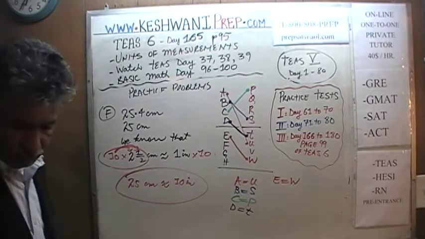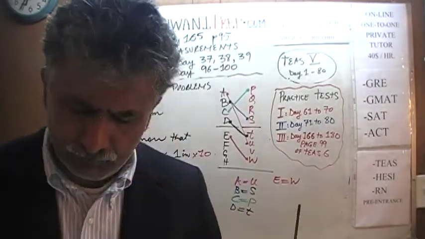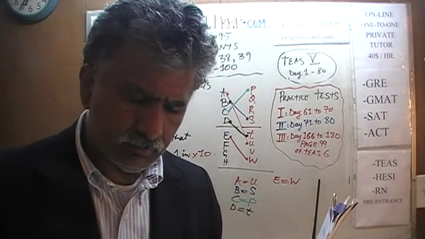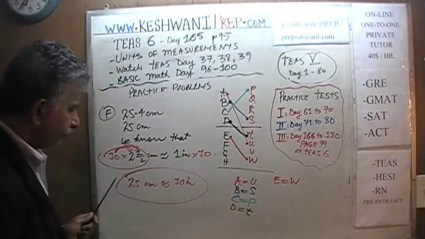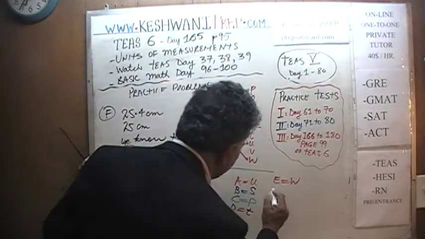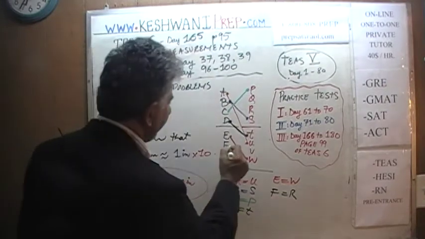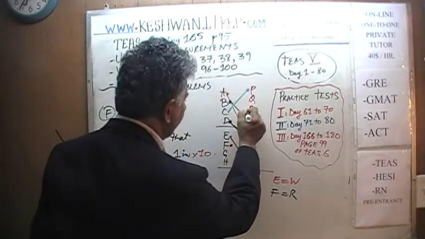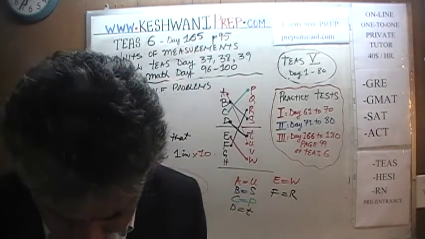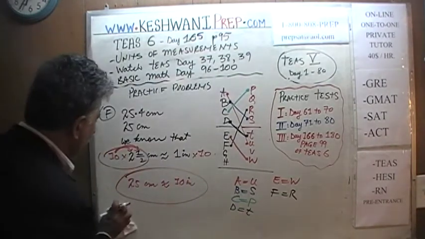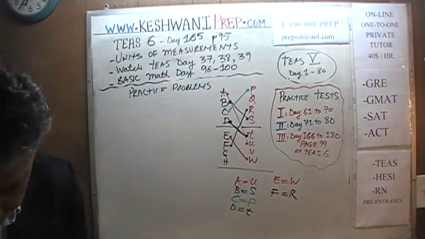F equals, what letter is F? We're looking for 10 inches. That's R, third entry, R. So F is going to equal R. Where is F? F is here. Where is R? R is here. F equals R. Let's move on, shall we? Six down, two to go. This is our penultimate one. Second to the last one, G.